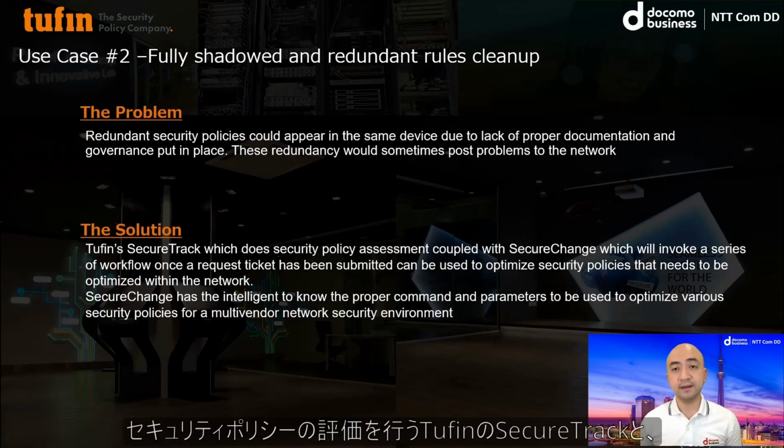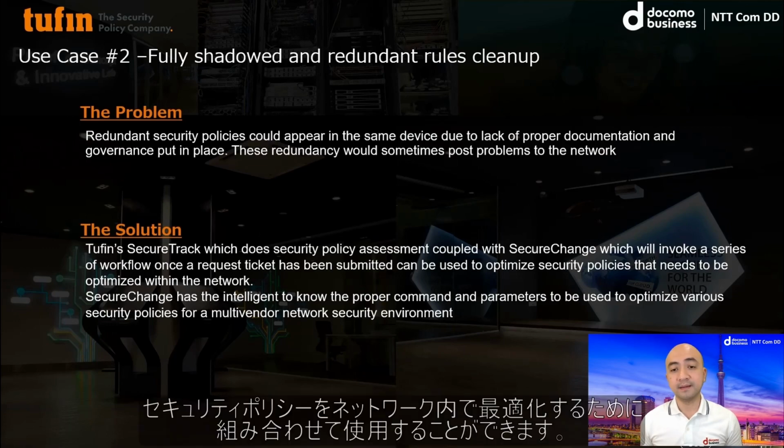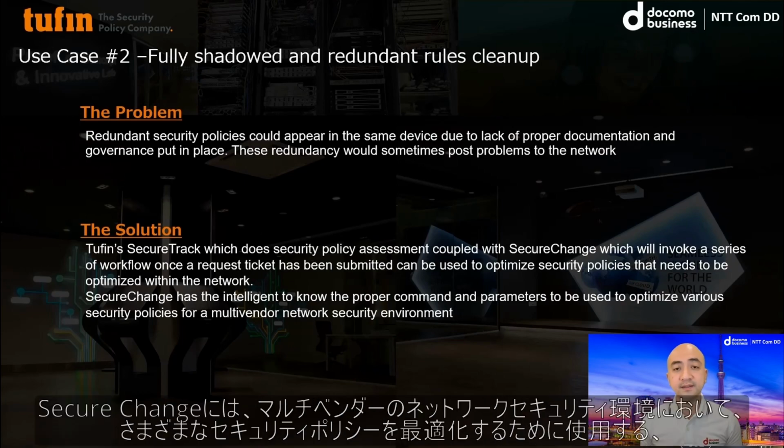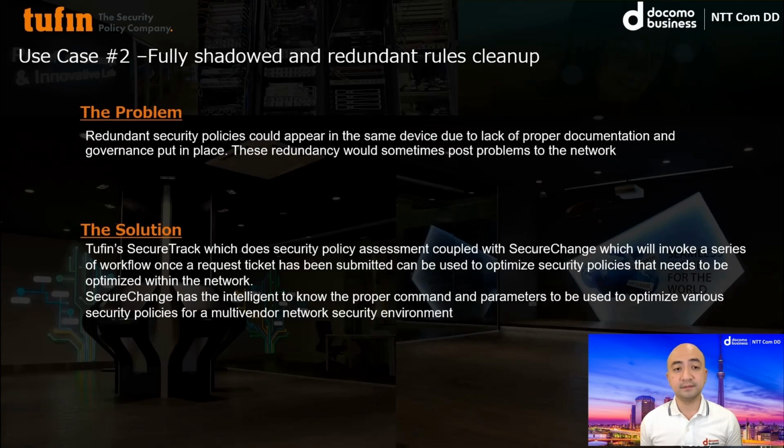Tufin SecureTrack, which does security policy assessment, coupled with SecureChange, which will invoke a series of workflows once a request ticket has been submitted, can be used to optimize security policies within the network. SecureChange has the intelligence to know the proper commands and parameters to be used to optimize various security policies for a multi-vendor network security environment.